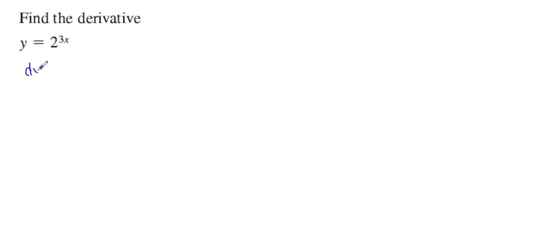Okay, so dy dx then. Okay, this is a base a, right? This is an a to the u problem, right? So if I look at my rules, a to the u would be natural log of the base times the exponential itself times the derivative of the power, right? So natural log of the base, ln of 2, times the exponential thing itself, 2 to the 3x, times the derivative of the power, which is 3.